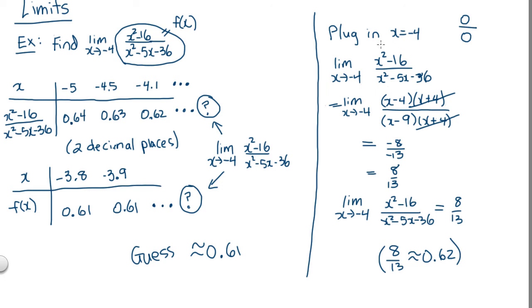So if you were to see this question, say on a test, you would start with just plugging in your x value. If you get 0 over 0, that suggests that there's some factoring to be done.